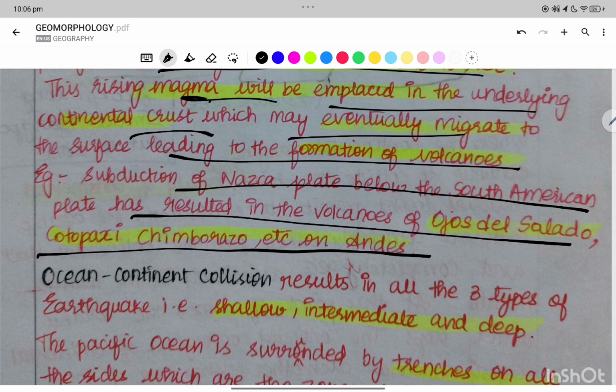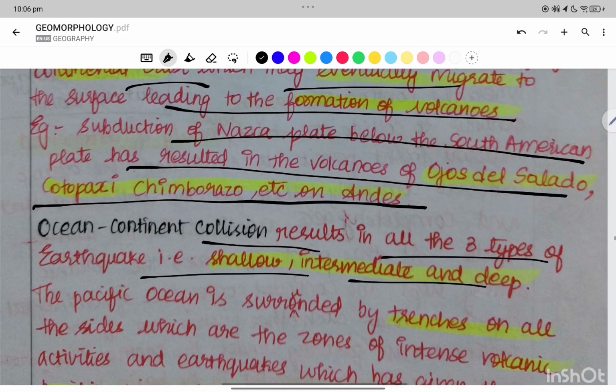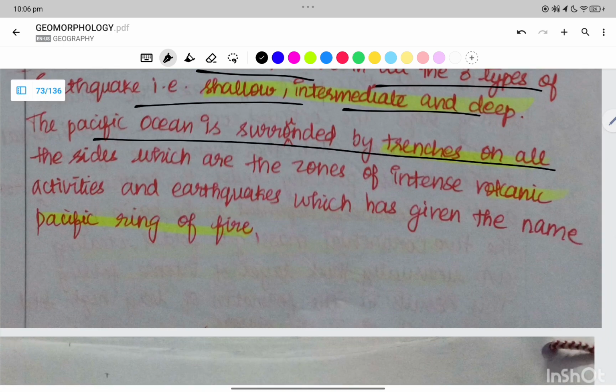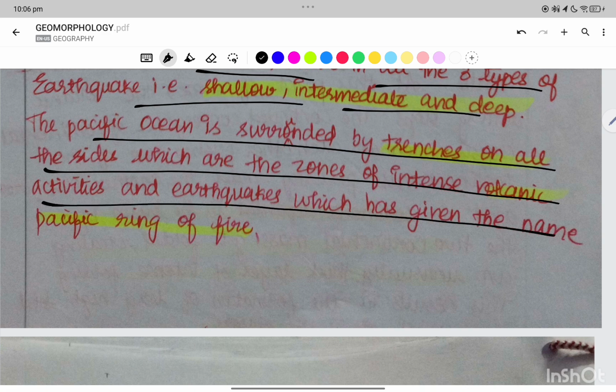on the Andes. Ocean continent convergence collision results in all the three types of earthquakes: the shallow, intermediate, and the deep earthquakes. The Pacific Ocean is surrounded by trenches on all the sides, which are the zones of intense volcanic activities and earthquakes, which are given the name Pacific Ring of Fire.